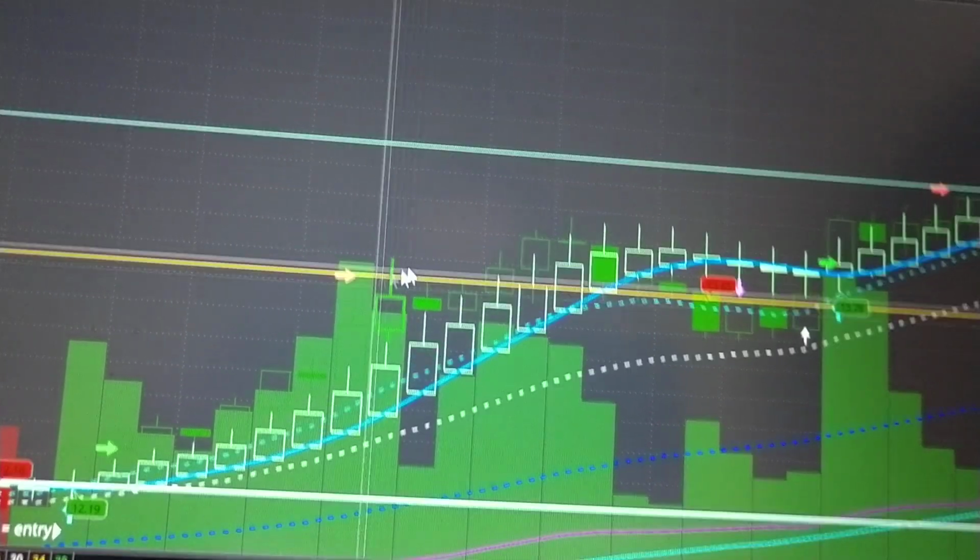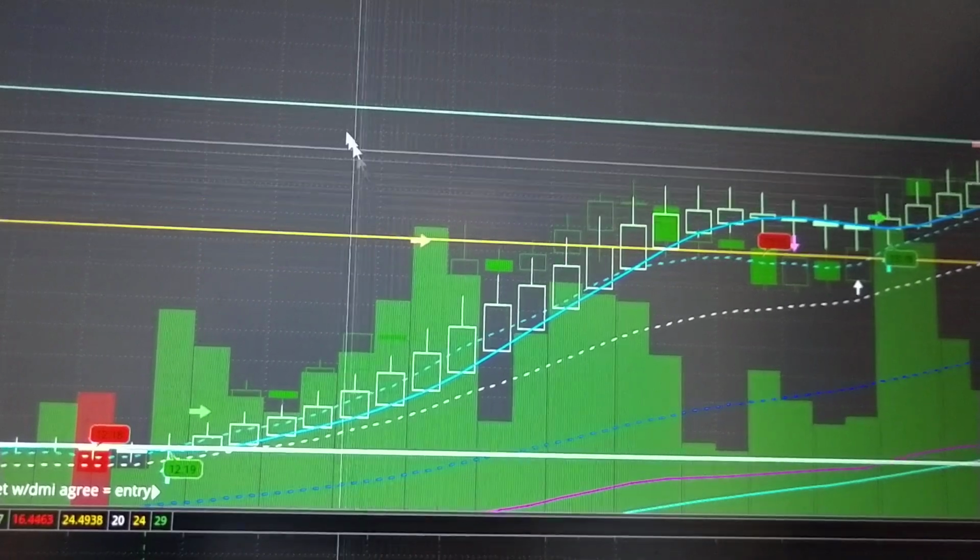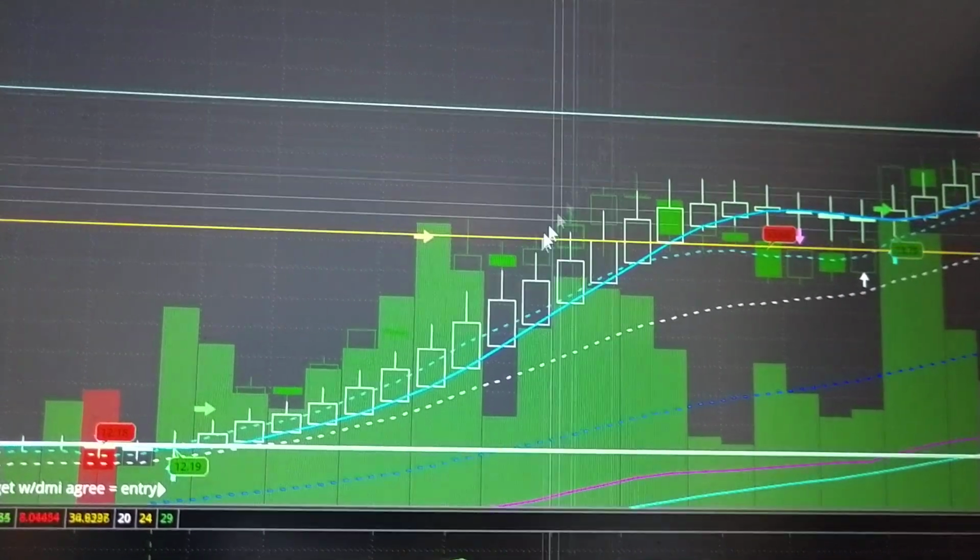Now, the way I draw my lines, right? I know that this space between the yellow and the green is going to be choppy.